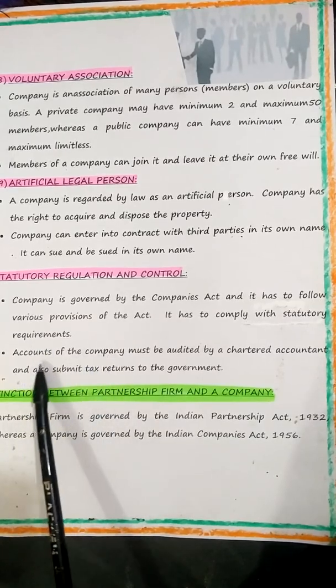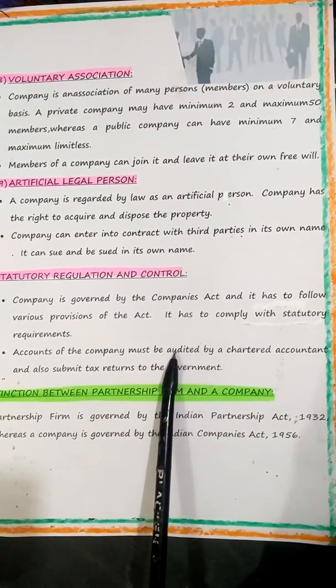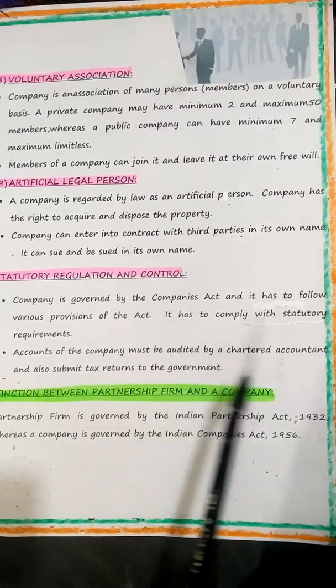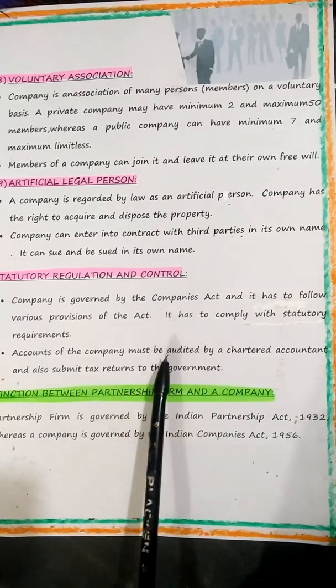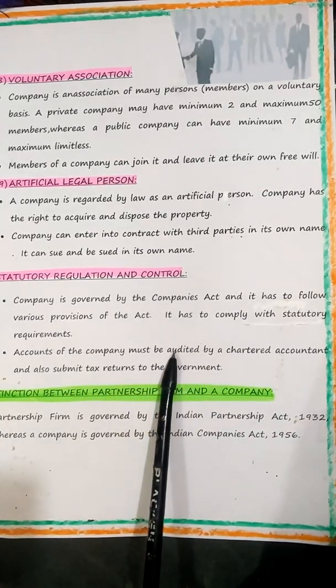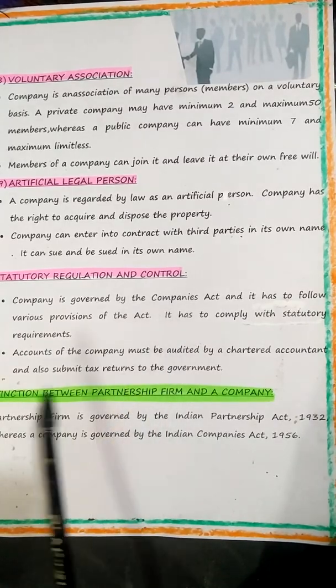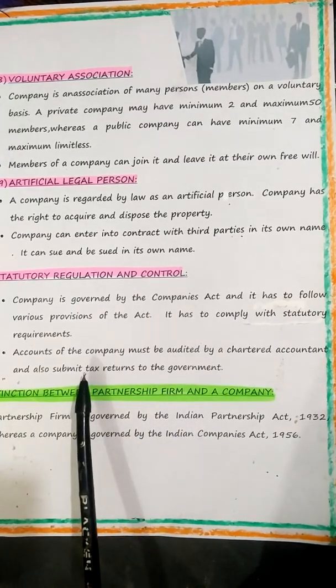Accounts of the company are very important. Final accounts of the company must be audited. What's the meaning of auditing, children? Official financial inspection of the accounts of the company. So the company's accounts will be officially inspected by professionals called chartered accountants. These are highly qualified people, so they will verify the accounts, inspect the accounts, and confirm that the accounts are kept properly according to the principles and regulations, and also submit tax returns to the government. So these are the rules which have to be followed.